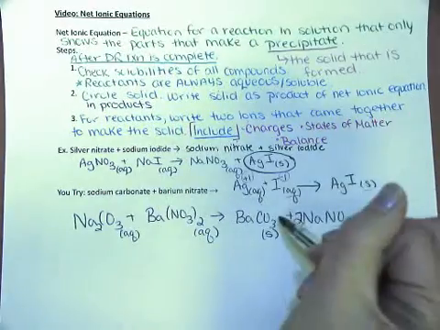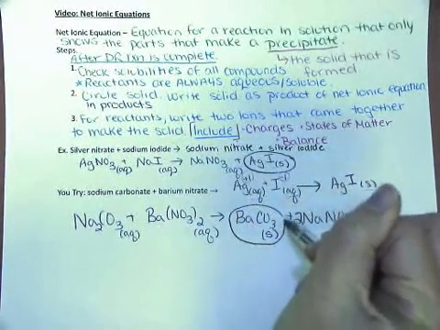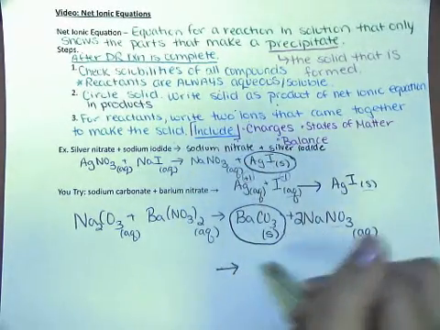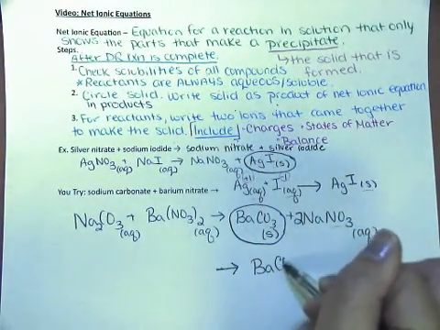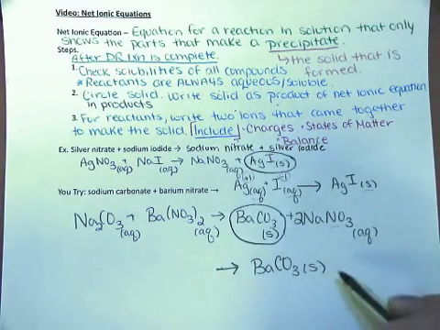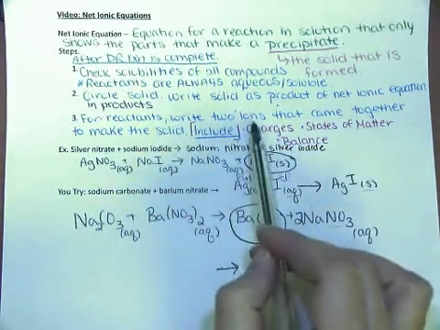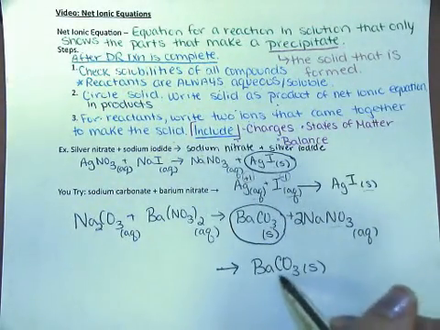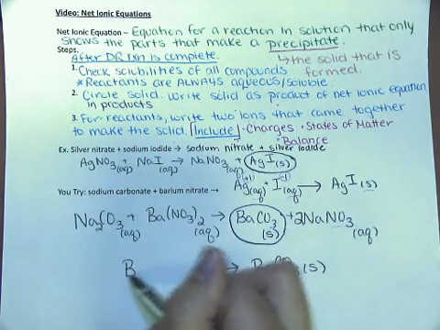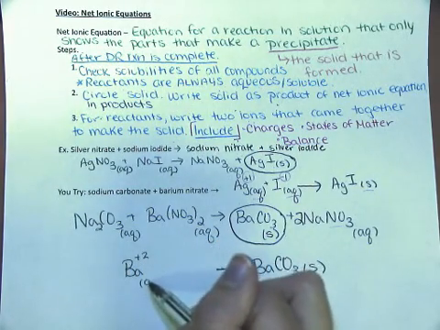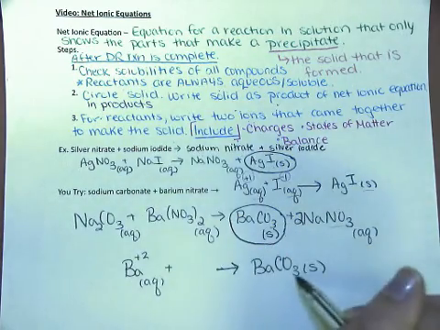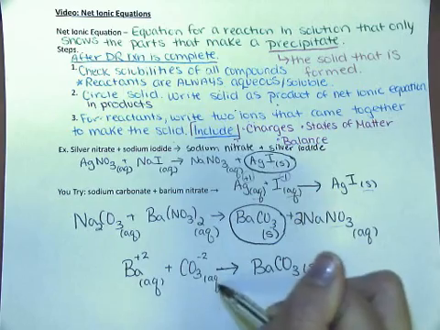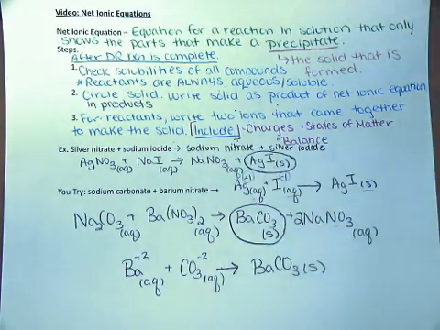I circle my solid. Now I write the solid as a product of the net ionic equation. So my solid is my product. For reactants, write two ions that came together to make the solid. I have barium ions and carbonate ions. So my barium ion plus my carbonate ion came together to make barium carbonate.